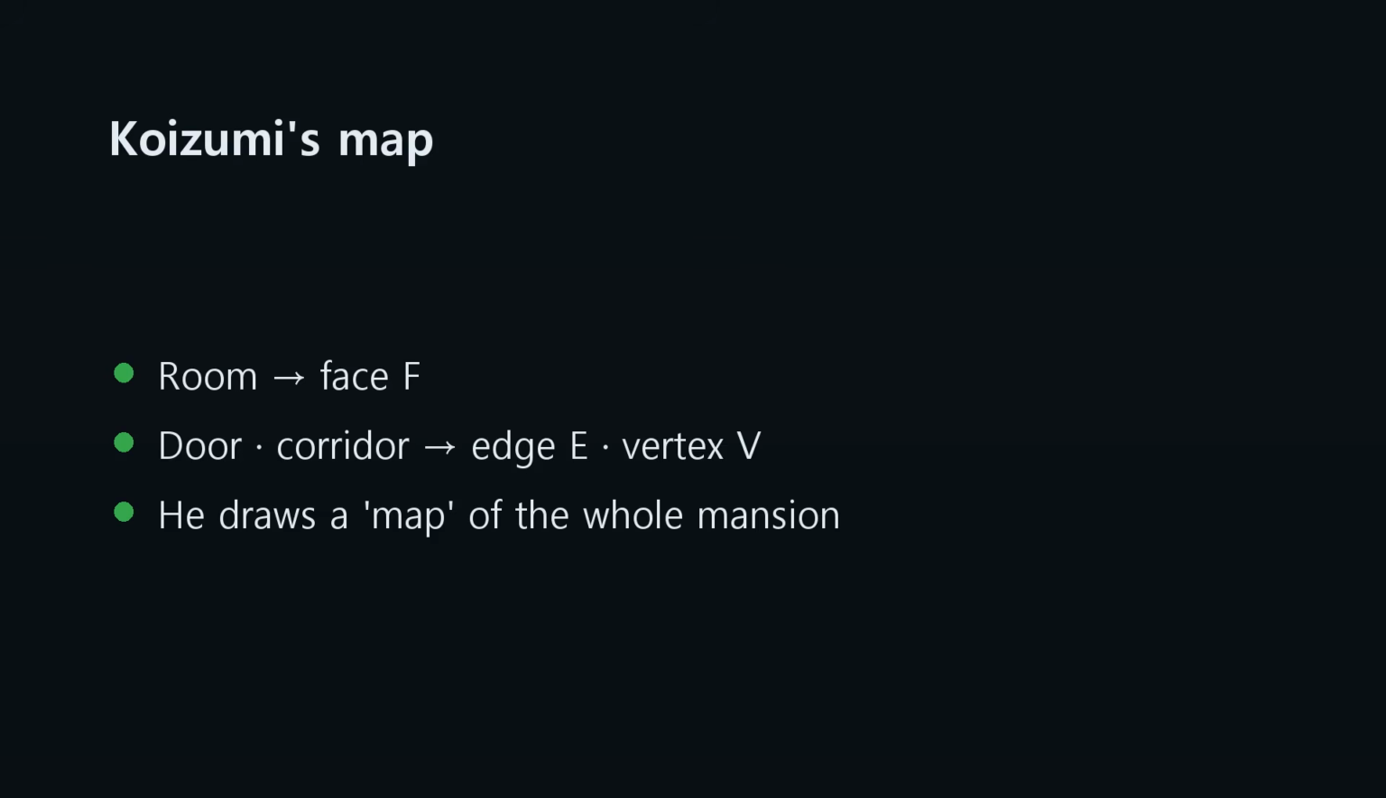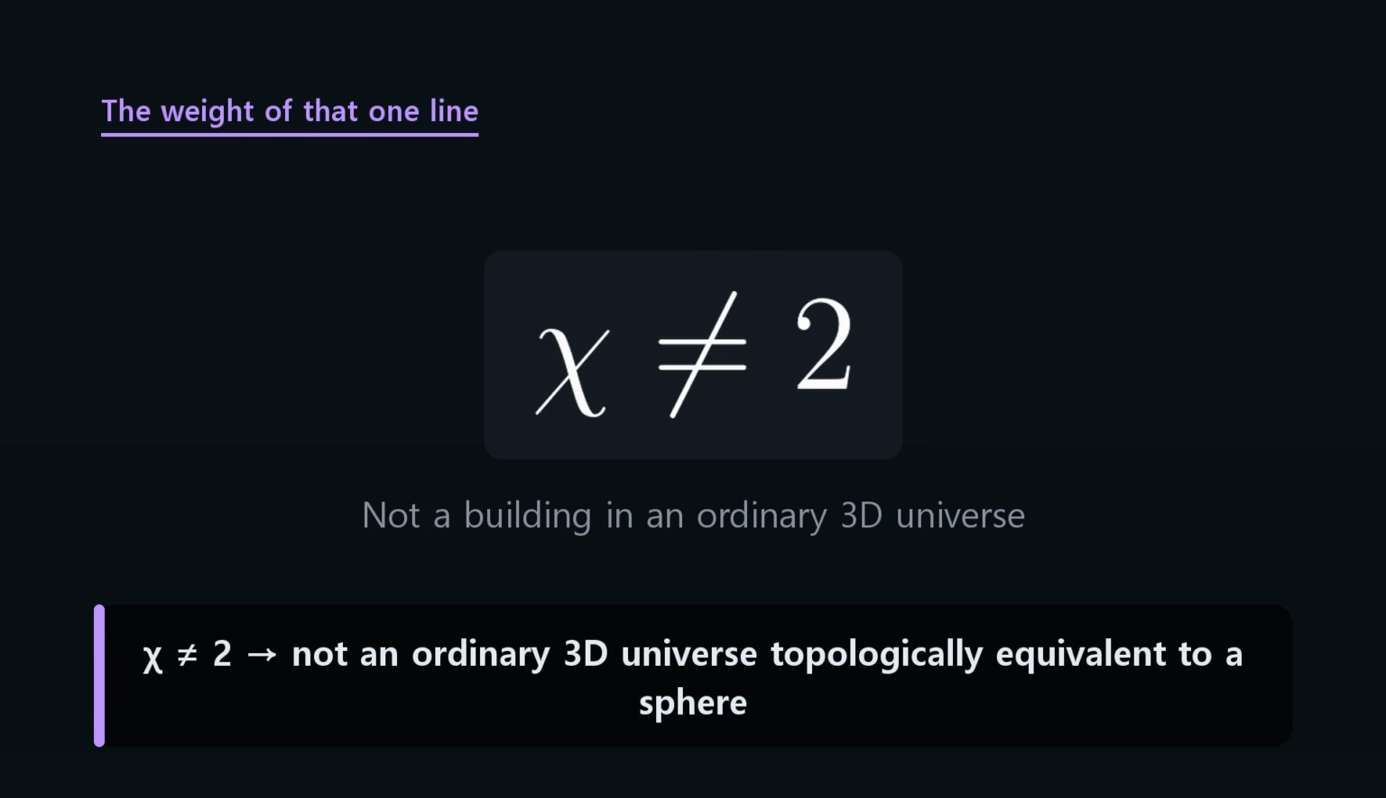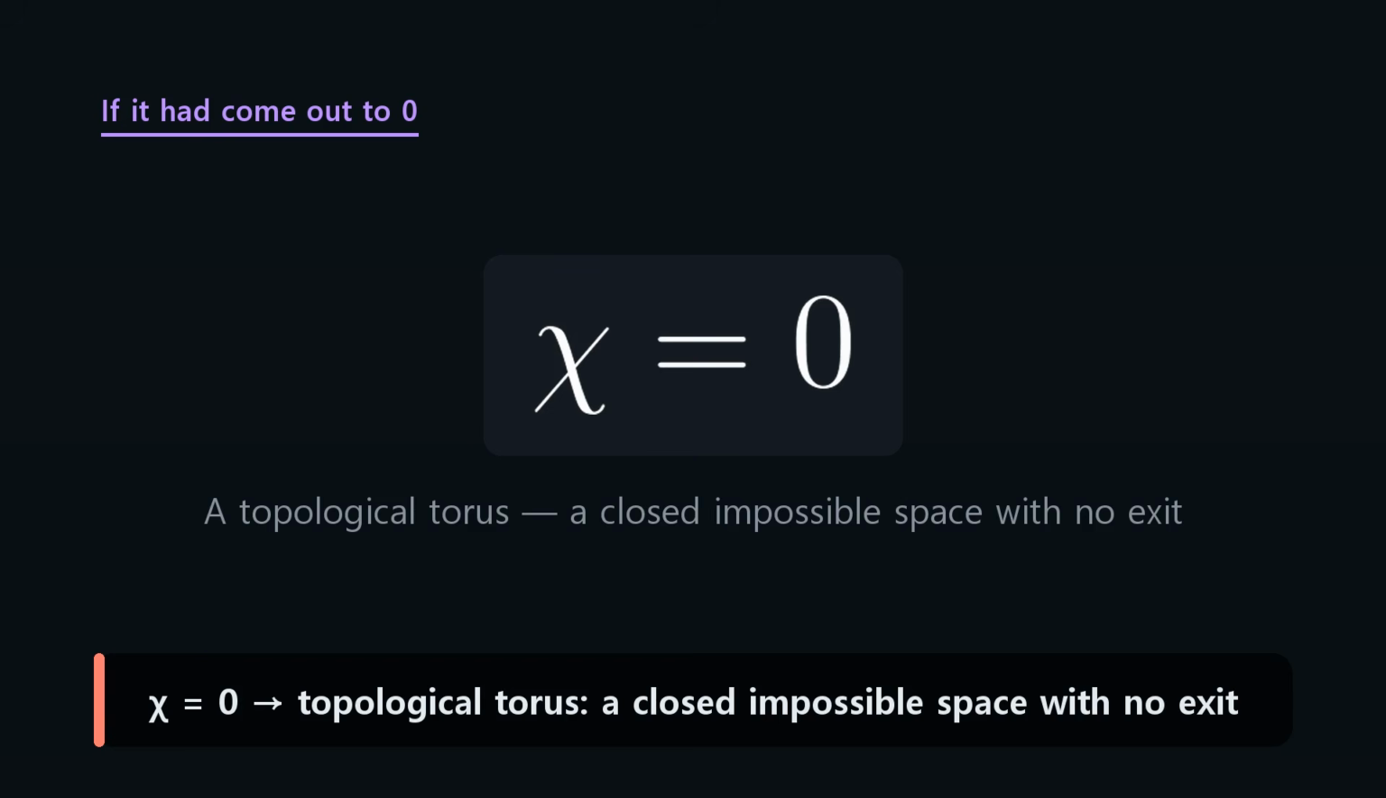That's when Koizumi the Esper picks up paper and pen. Rooms become faces and the doors and corridors become edges and vertices. He does by hand exactly the calculation we just did in code, and then he declares something staggering. If chi isn't 2, then this mansion is not a building in an ordinary universe, not something topologically equivalent to a sphere. If chi had been 0, the place would be a topological torus, a closed impossible space where somewhere loops back to somewhere with no way out.